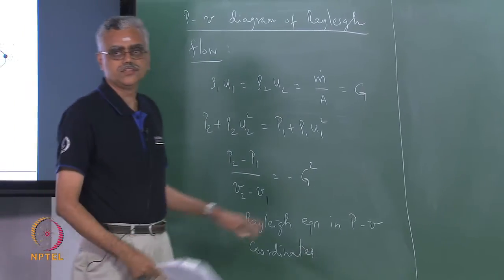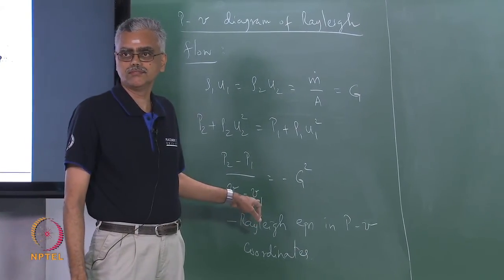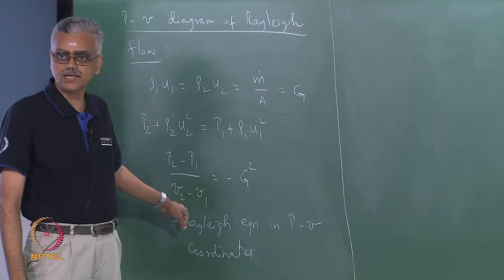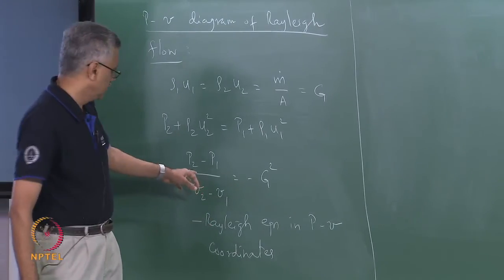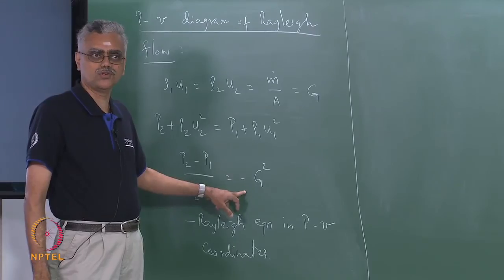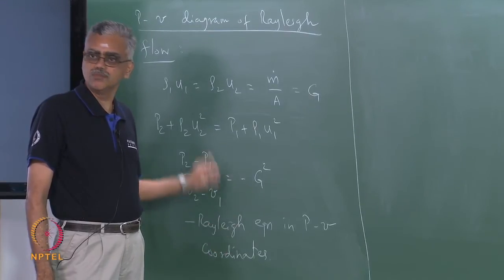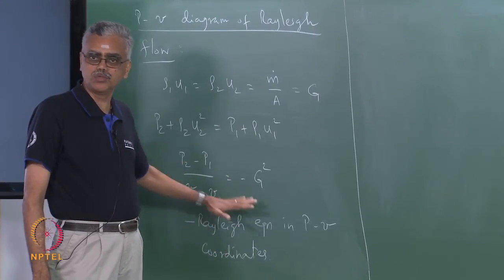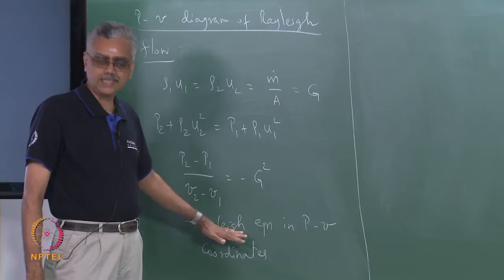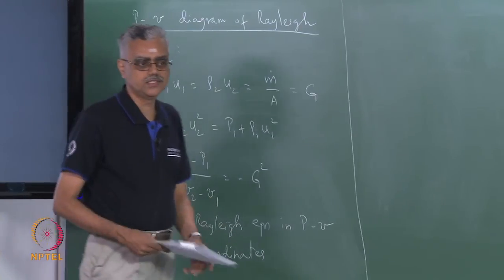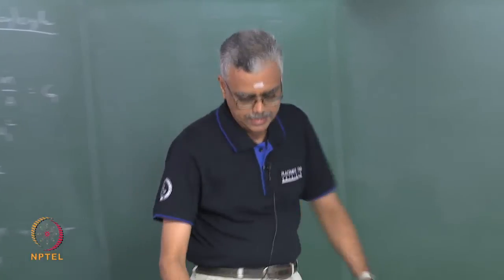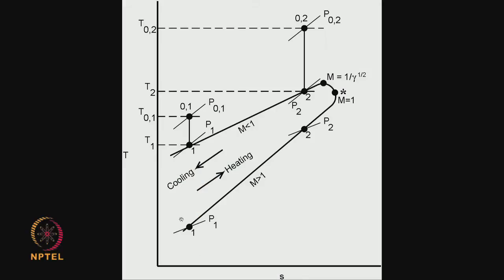Notice that this is a straight line in PV coordinates. Right, this is a Rayleigh equation in PV coordinates. It's the same whether we are looking at a normal shock solution or flow with heat addition, because the governing equations have not changed up to this point. So this straight line in PV coordinates is the same as this Rayleigh line that we have just illustrated.